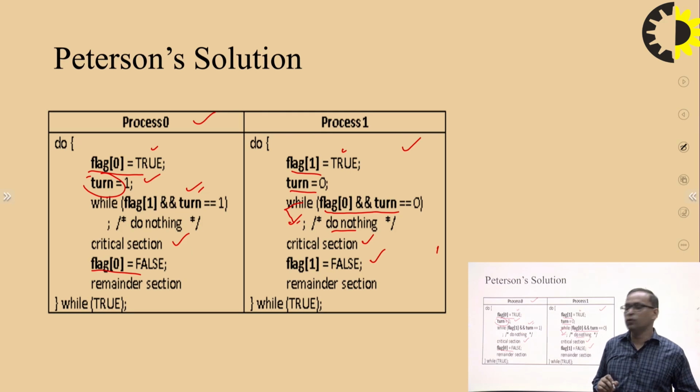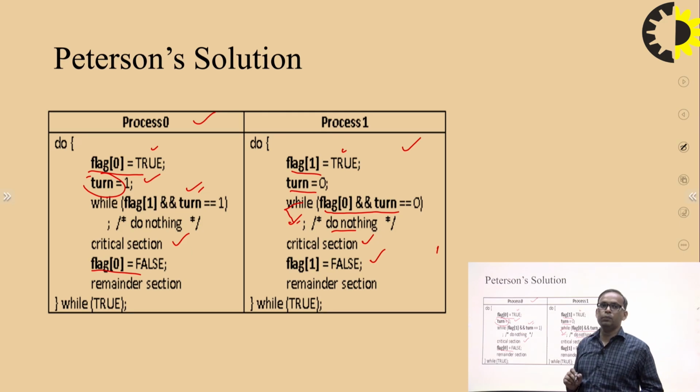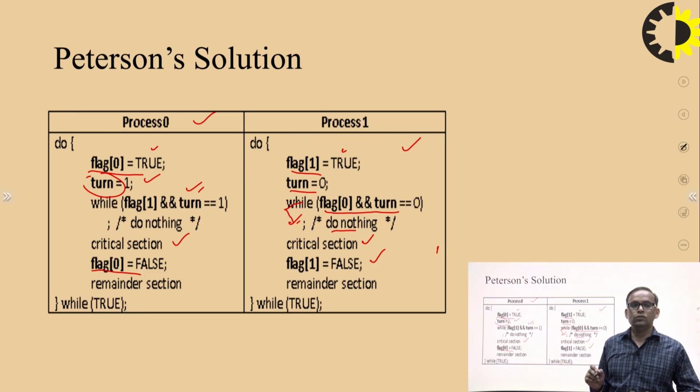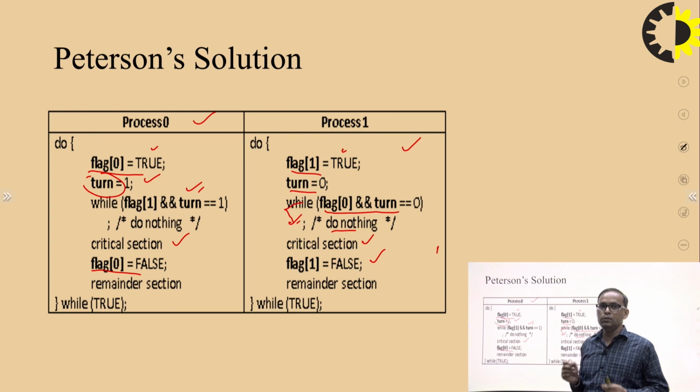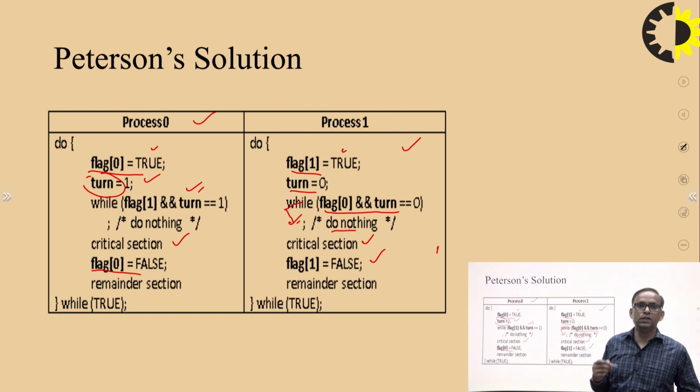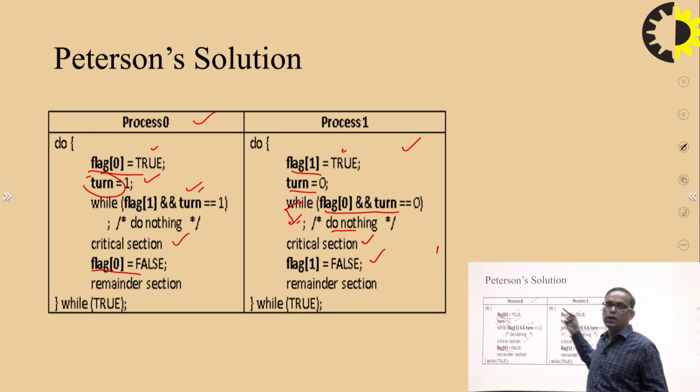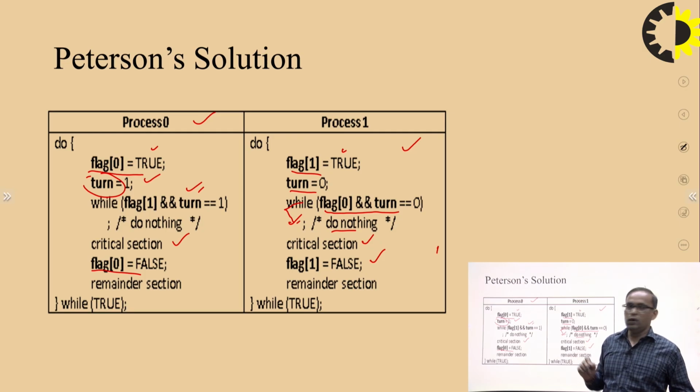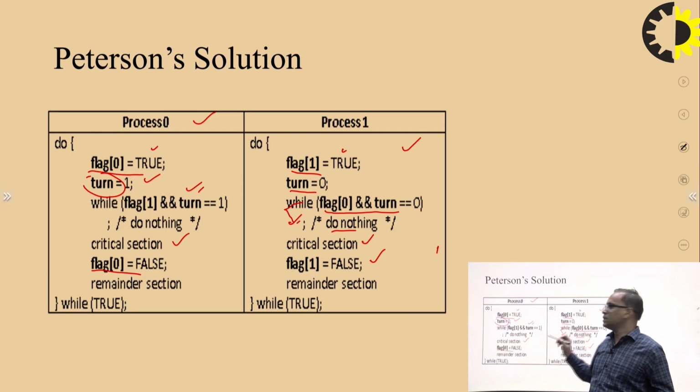The second condition is progress. Whenever a particular process exits the critical section, or whenever both processes want to enter the critical section, any one of them will be allowed to enter. It means such a situation will not happen where permission is granted neither to P1 nor to P0. So either P0 will be in the critical section, or P1 will be. So the progress condition is also satisfied.